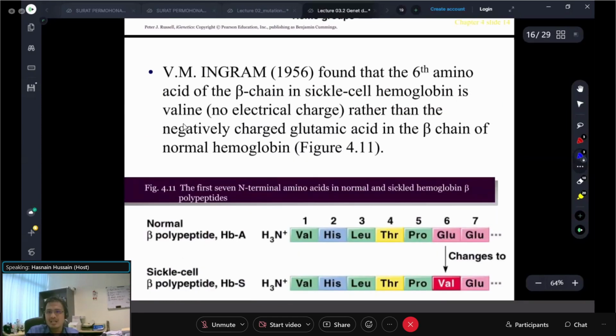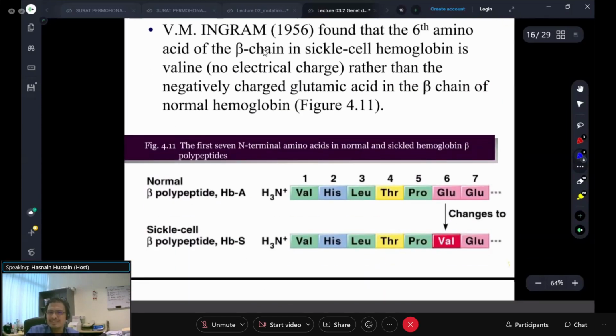All right. So Ingram found that the sixth amino acid of the beta chain is different, from glutamate to valine. You can see over here, valine has no electrical charge, whereas glutamate, or glutamic acid, in the normal hemoglobin is negatively charged.